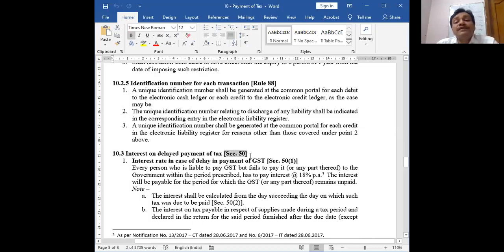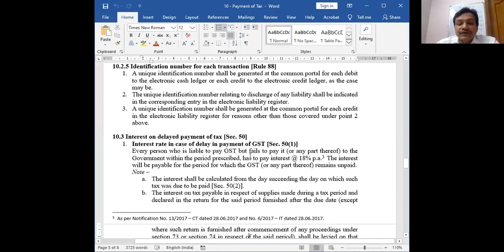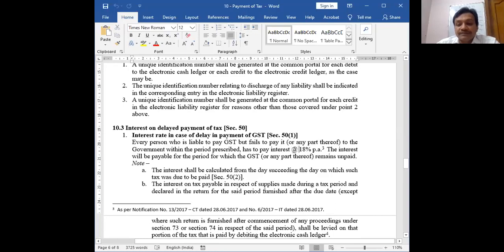If you don't pay the GST on time, how much interest you have to pay to the government along with that GST? Now the interest rate is 18% per annum. If you don't pay your GST on time, then you don't have to pay only GST. Along with the GST, you are supposed to pay interest also on whatever outstanding amount which you have not paid, and the rate is 18% per annum.